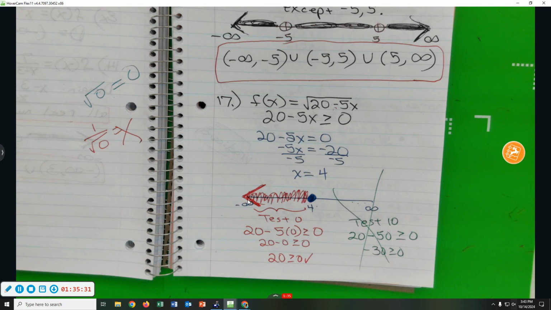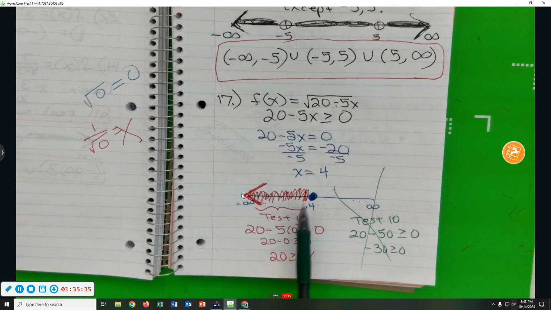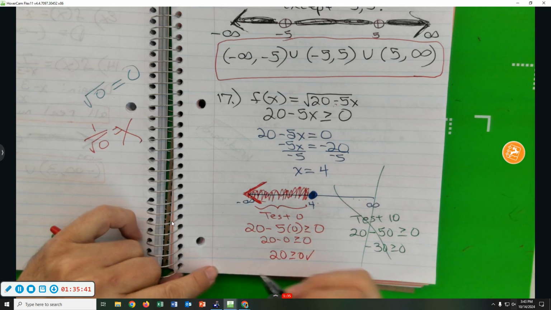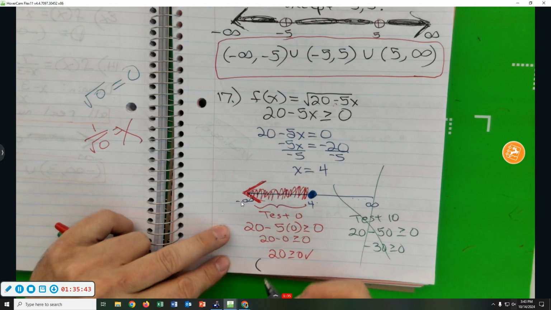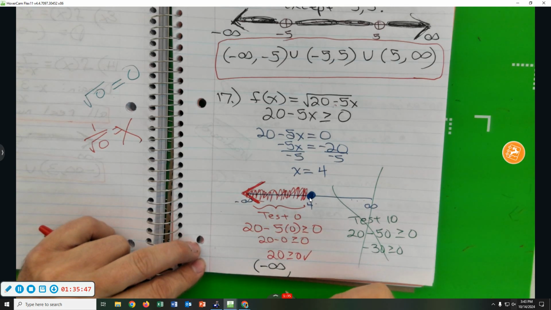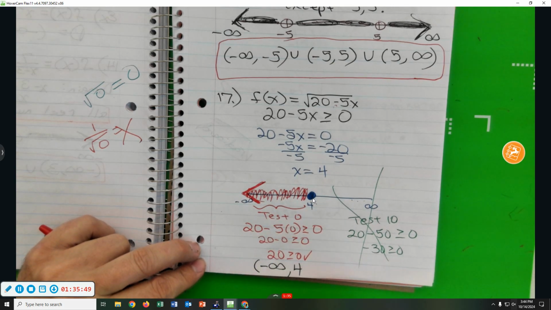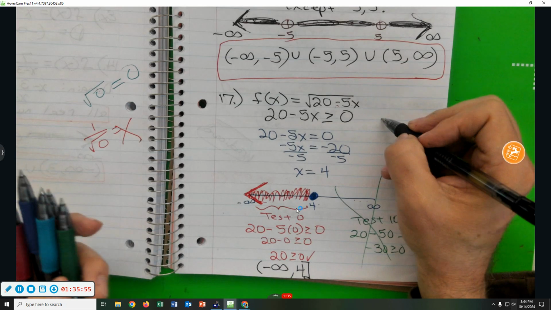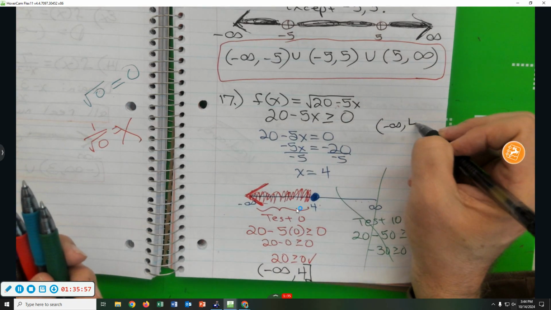How do we express that using interval notation? Call it out as if you were typing it in. Parentheses, negative infinity, comma, 4, what's going to go after the 4? A bracket. Good. I'll write it here. Negative infinity to 4 bracket.